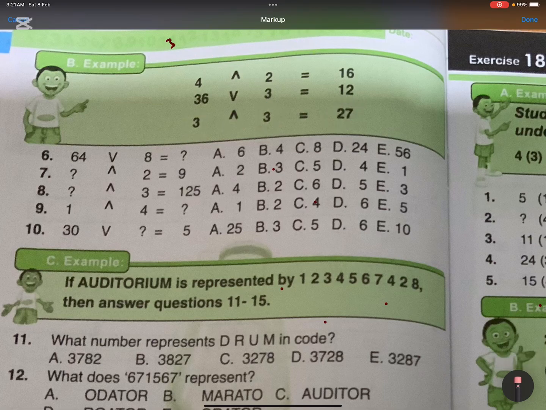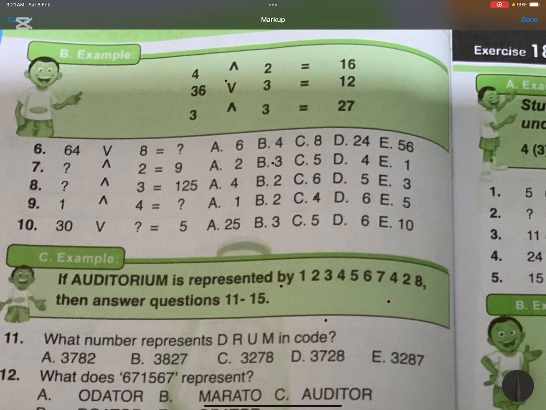So let's check that again. If the sign faces down, it will be this number raised to power this number. 4 raised to power 2, 16. 4 raised to power 2 means 4 times 4. If the sign faces up, it will be this number divided by this number. 36 divided by 3 is 12.